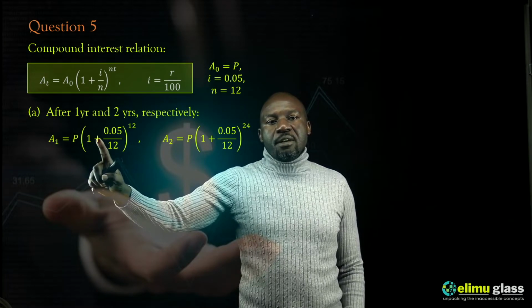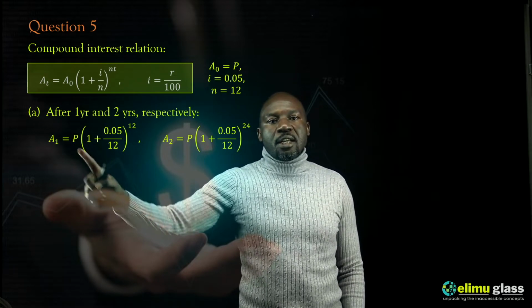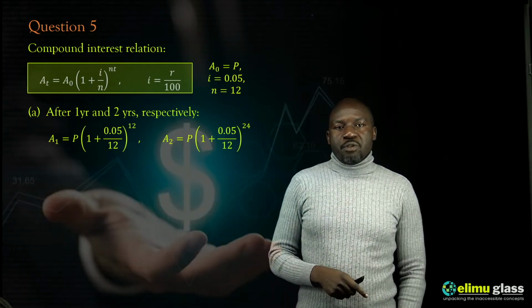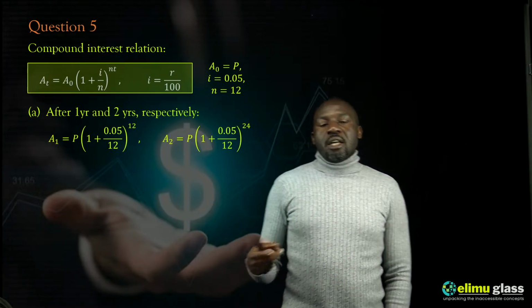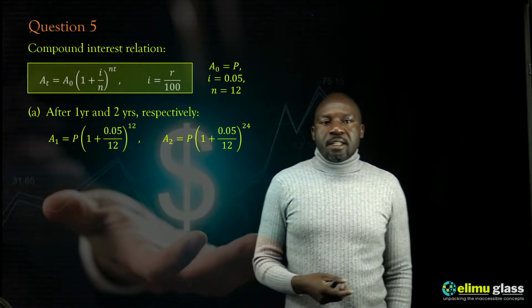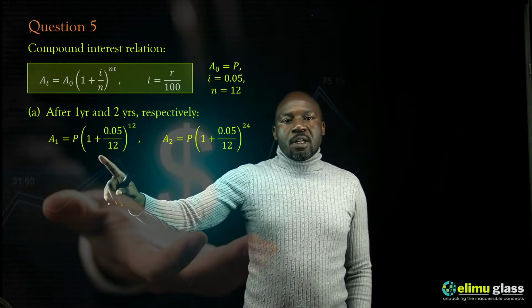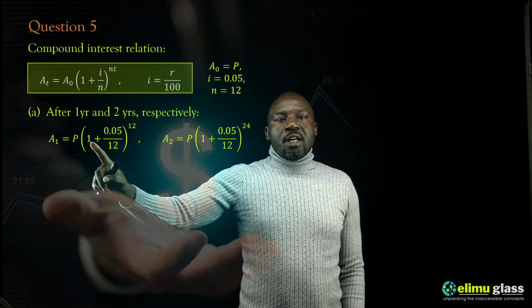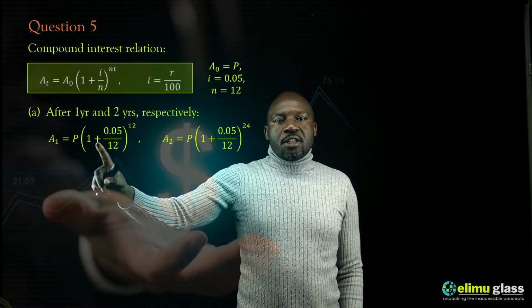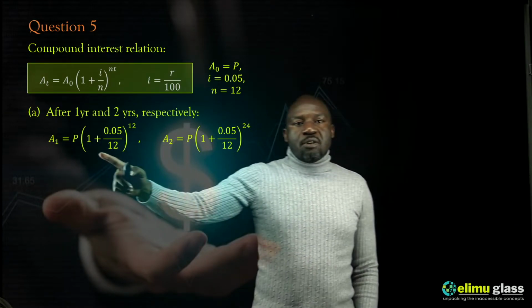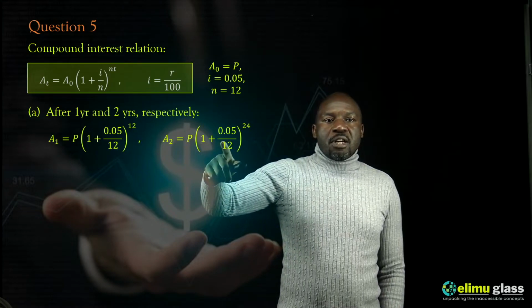Okay, so if the value of something is decreasing. Here is a case where we are investing and we expect the value of our investment to increase. On the other hand, if it was an item, something that you've bought, a car, whose value is diminishing, then the only thing that changes is this. It becomes negative. So this is the amount after 1 year, and that's the amount after 2 years.